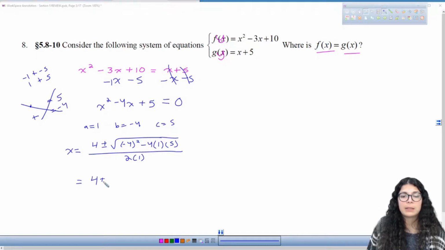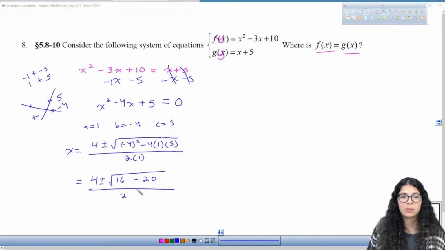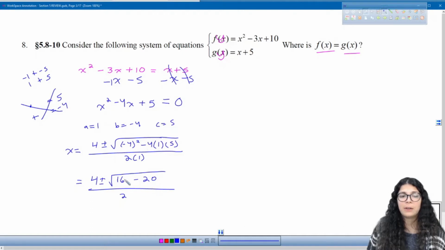Simplifying from here, we need to simplify by terms. So negative 4 squared is 16. Negative 4 times 1 times 5 is negative 20. And then in the denominator, 2 times 1 is 2. Now if I simplify in here, 16 minus 20 is actually negative 4. So this is 4 plus minus the square root of negative 4 over 2.